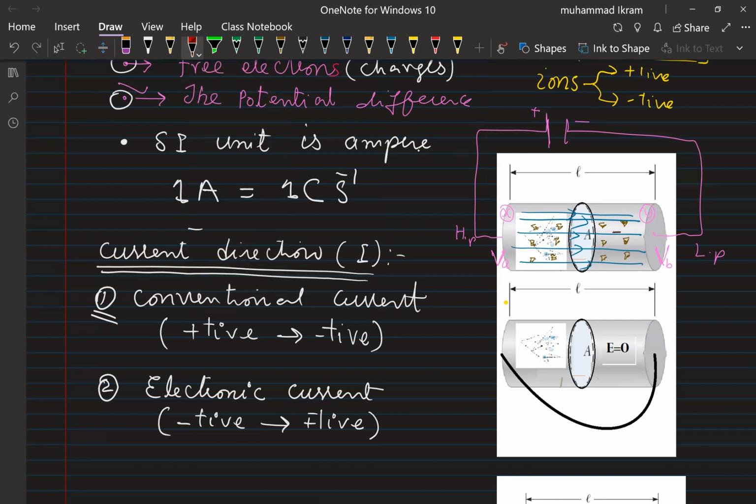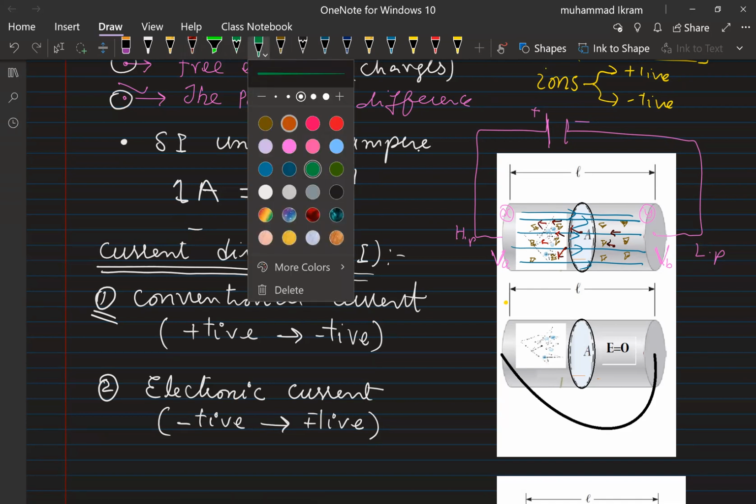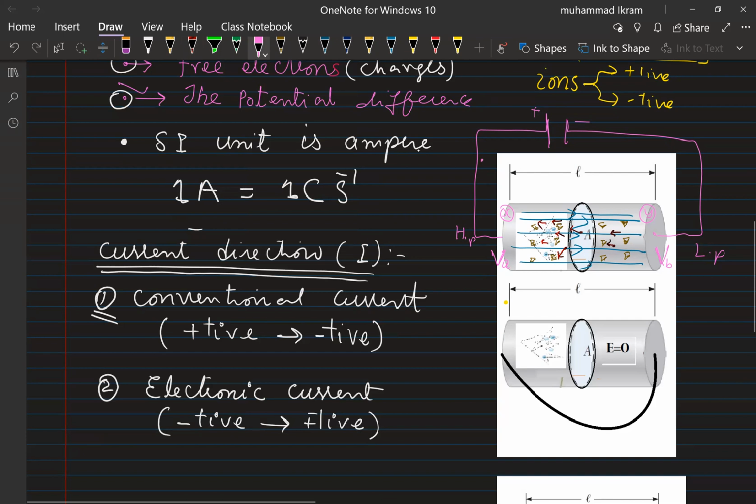As you see inside the conductor, the free electrons tend to move in a direction opposite to the direction of the electric field, like this, like this, and they are the current carriers. So in fact the current direction could be taken from the negative terminal of the battery instead of the positive terminal. Before, in the conventional way we did this, but in the non-conventional or electronic current direction, it is taken from the negative terminal of the battery towards the positive terminal.